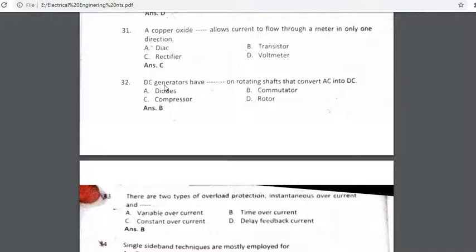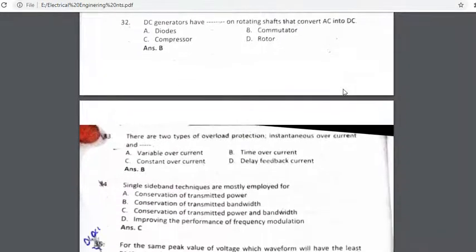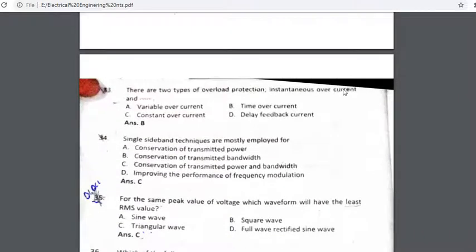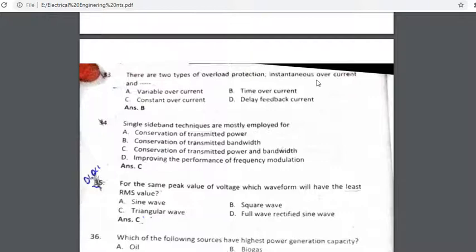Okay, in the 32nd part, a DC generator has what? A commutator on the rotating shaft that converts AC to DC. There are two types of overload protection. One is instantaneous and the other is time over current.